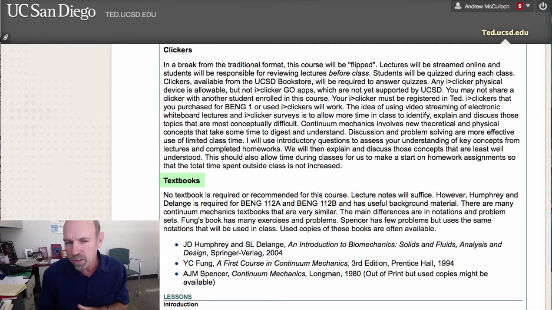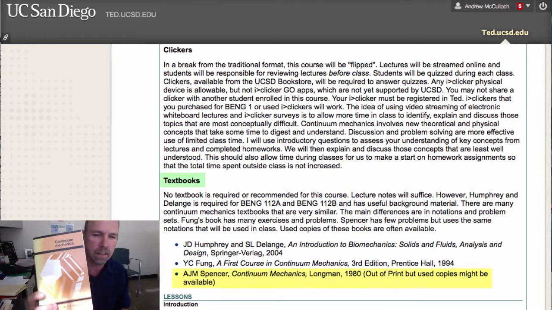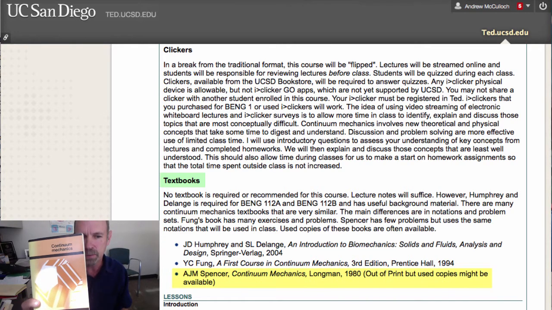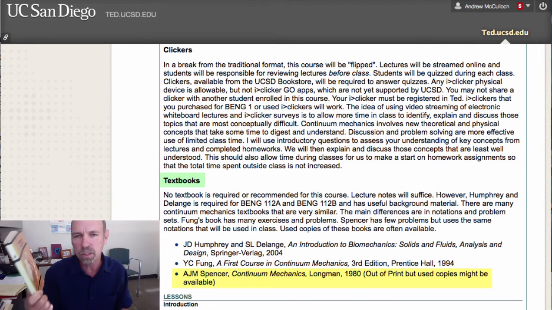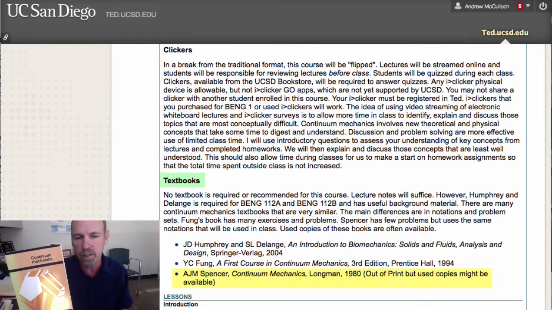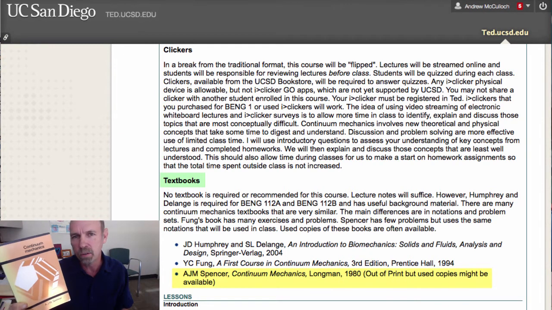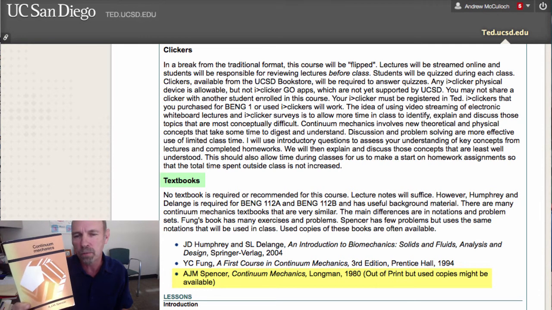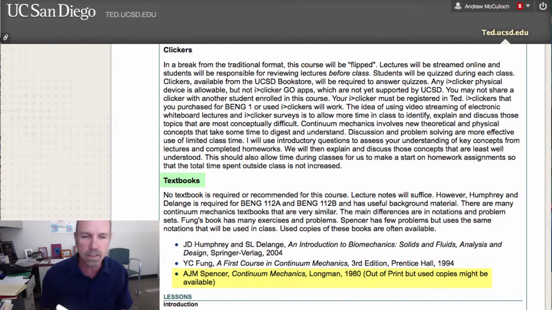But the notations that I use are actually more closely related to this book by H.A.M. Spencer, called Continuum Mechanics. The notations in this book are much simpler, cleaner, and consistent, and that's why I prefer them. But this book isn't very good as far as examples and motivation goes. It's a pretty thin book, as you can see, and it's out of print. But if you can find a used copy and you would like a book that follows the notations that I use, then this is the way. Okay.